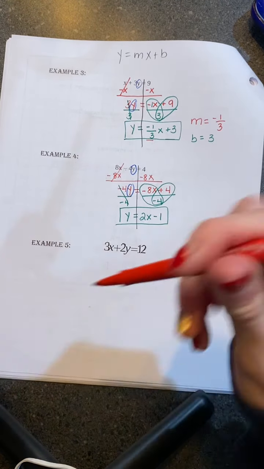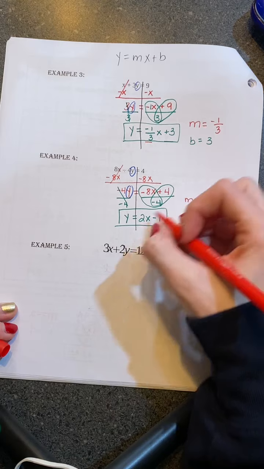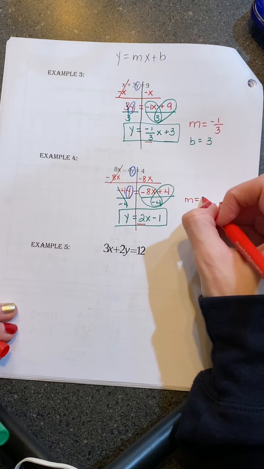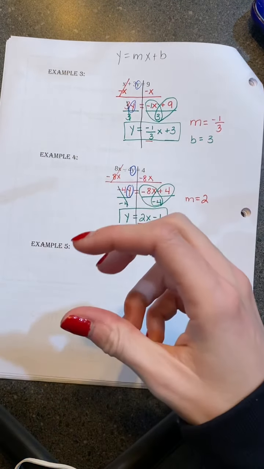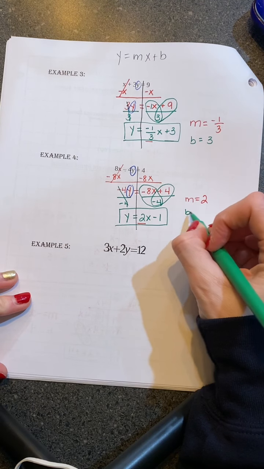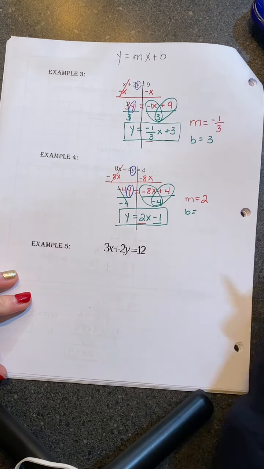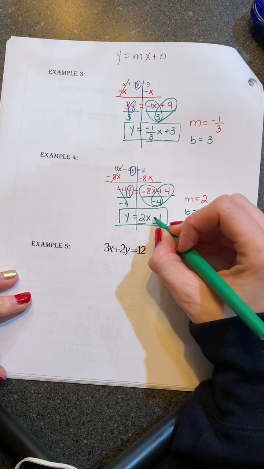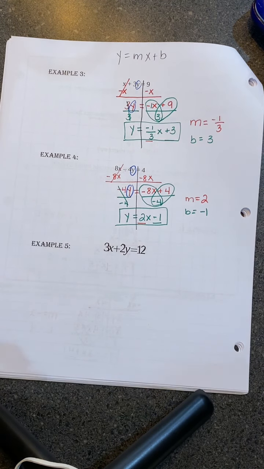So then what did we get for our slope? Well, our slope is attached to the x, so it's the 2. And then what is my y-intercept? My y-intercept is the number that's alone, and that's the negative 1. Don't forget that sign there.